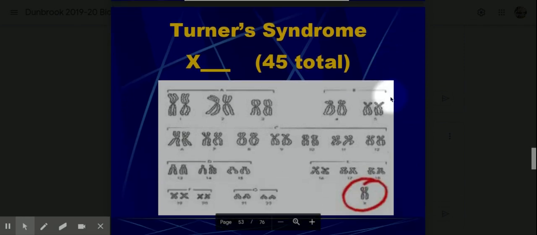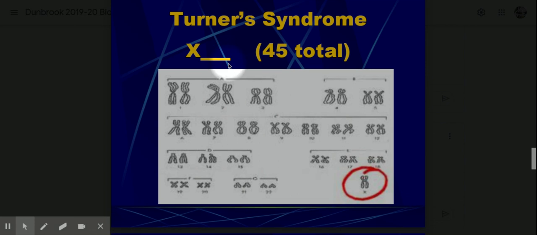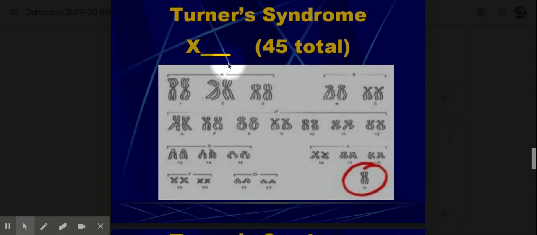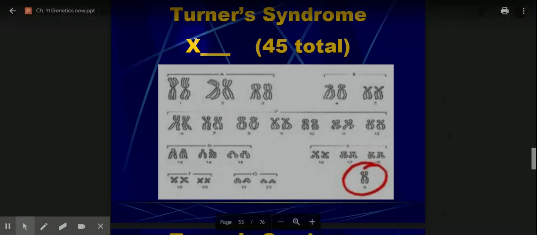Here's a typical monosomy, and this is a monosomy of the sex chromosomes of the 23rd pair. And instead of having an extra, we're actually missing one, X blank. Notice that would mean she had 45 total chromosomes. That's one too few than normal. This is known as Turner syndrome. And this is technically a girl because it doesn't have a Y chromosome. It's only got an X.